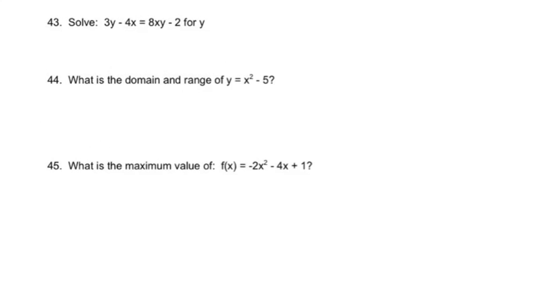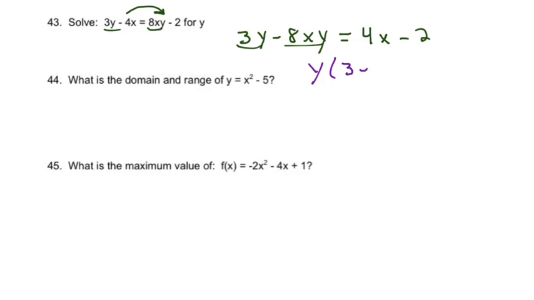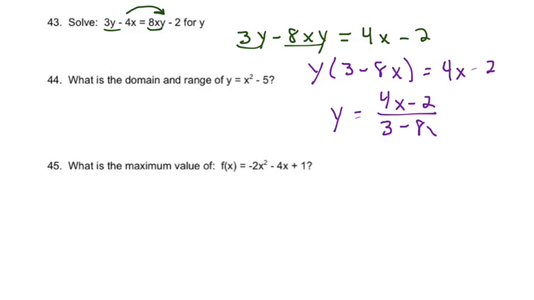Problem 43. Let's pull that up. Solve for y, so we get all of our y's together. 3y minus 8xy equals, I'm going to take that 4x to the other side, so it's positive 4x minus 2. Now I've got y's in 2 spots, so we're going to factor that y out. And I get y times (3 minus 8x) equals 4x minus 2. And therefore y is 4x minus 2 divided by the quantity 3 minus 8x.